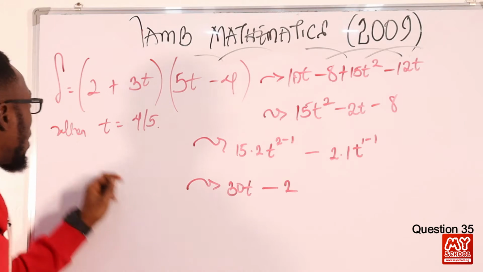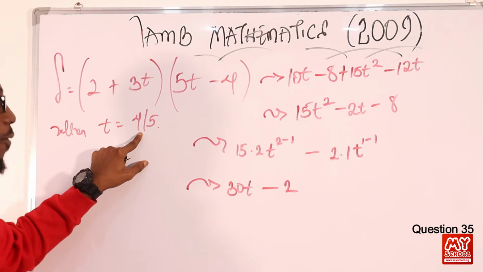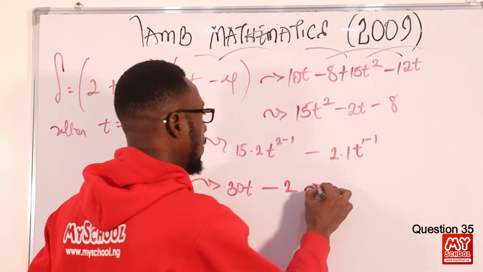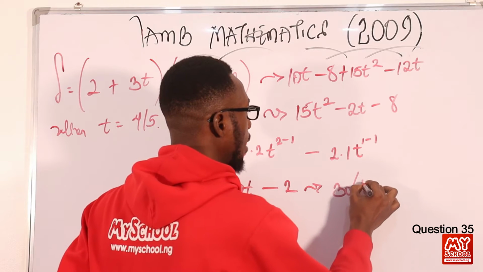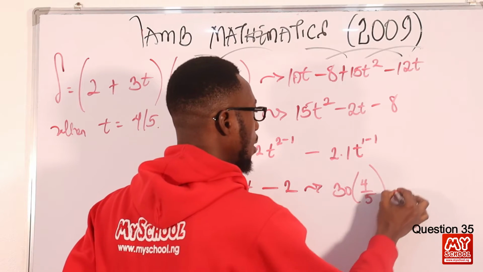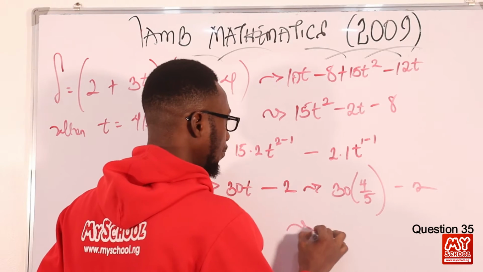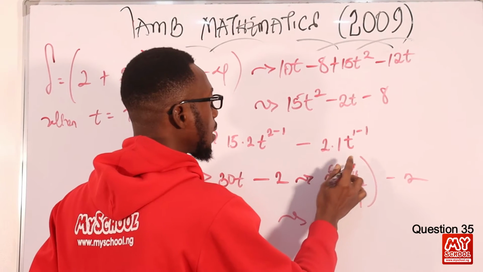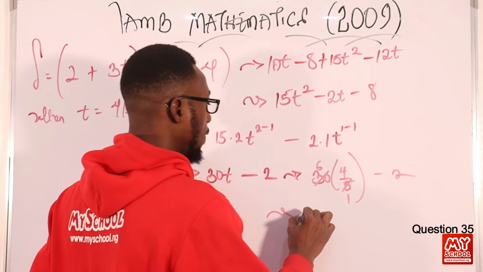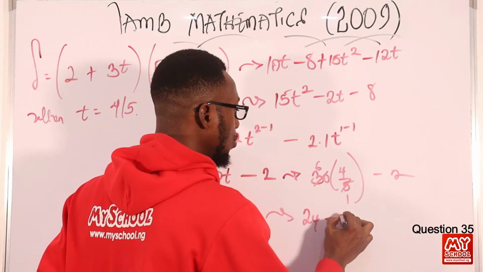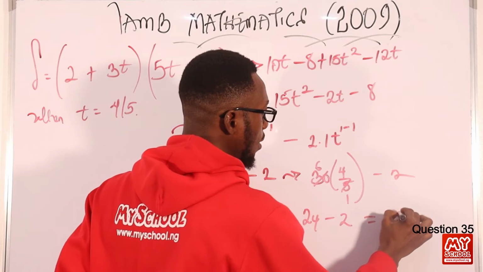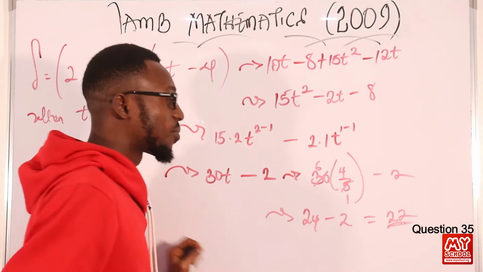So what we just have to do is substitute the value of t for 4 over 5. So I should have 30 times 4 over 5, minus 2. 5 into 30 is 6, 6 times 4 is 24. So 24 minus 2 gives me 22. So 22 is what we are looking for.